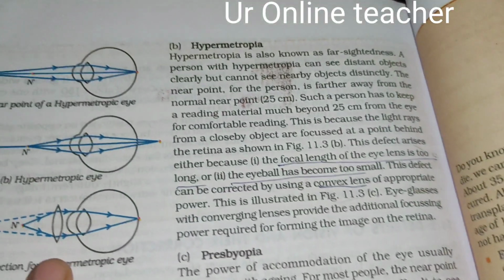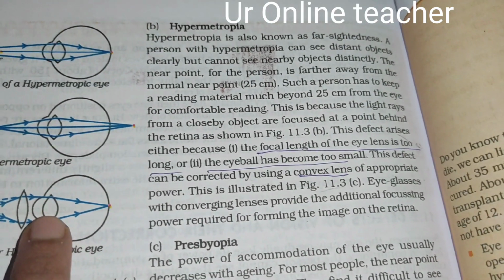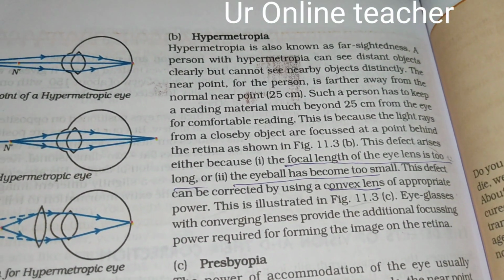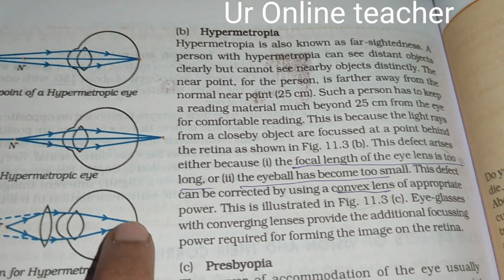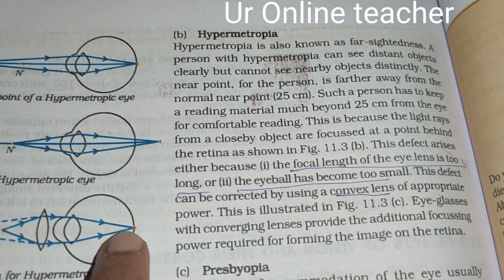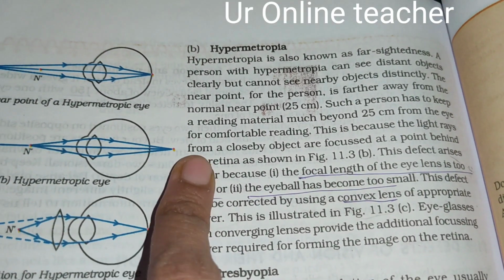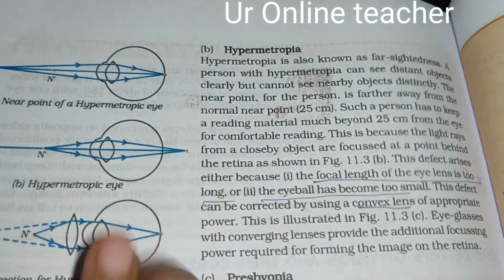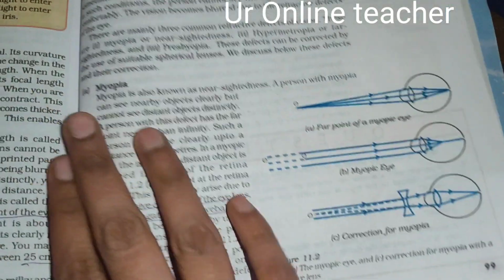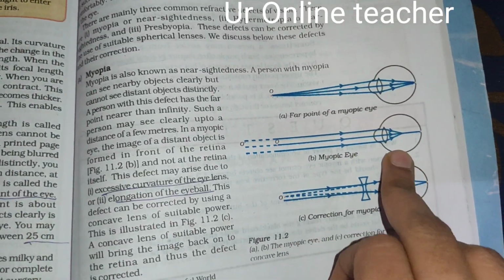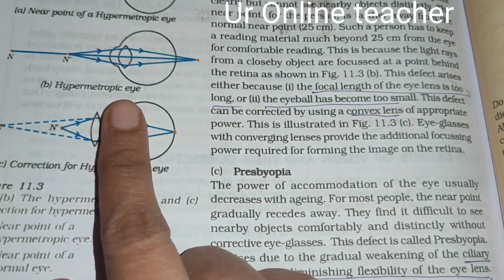And how is it corrected? It is corrected by a convex lens. There a concave lens, here a convex lens of appropriate power, so that the focus will be correctly at the retina. So if the focal length is beyond, then it is hypermetropia. If the focus is in front, then it is myopia, nearsightedness. Myopia is corrected by a concave lens and hypermetropia is corrected by a convex lens.